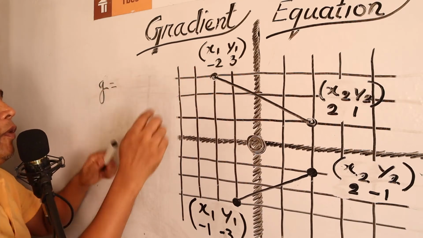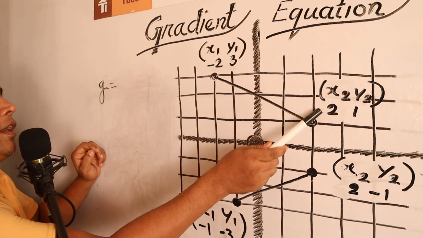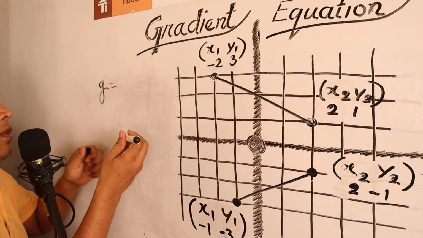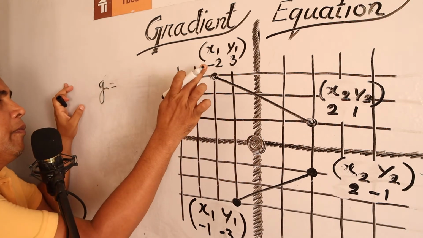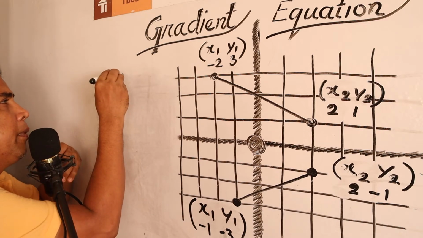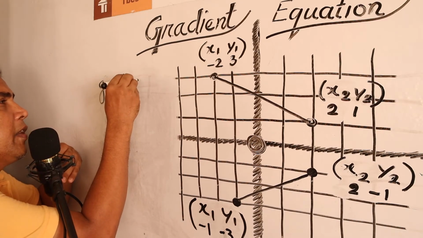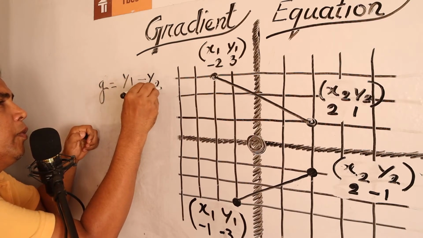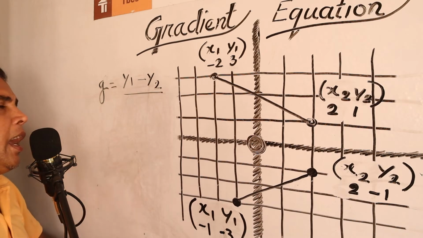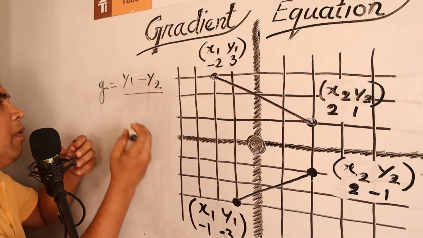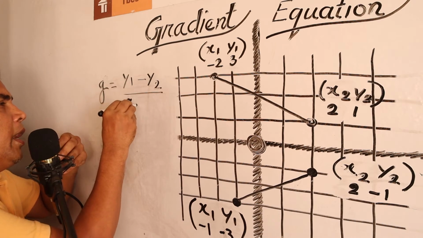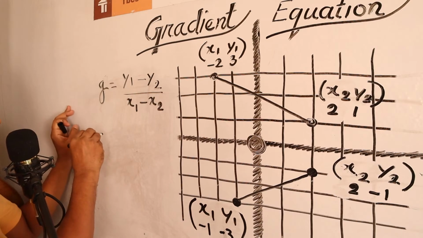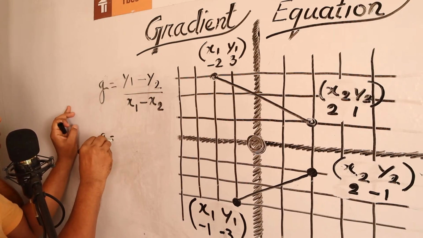This is the second floor, right? And this is the ground floor. So obviously the value of the first floor will be up. The value of the first floor is y1 and the value of the ground floor is y2. At the same time, the value of x1 minus x2.